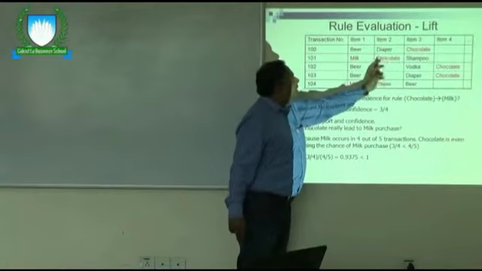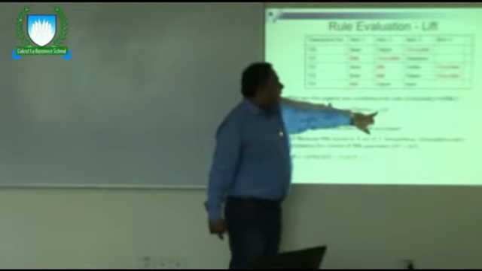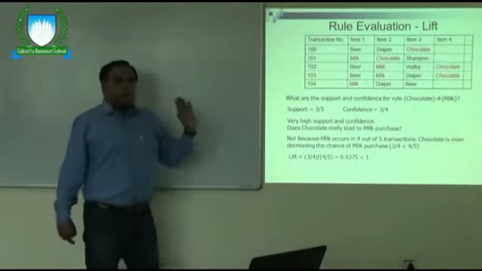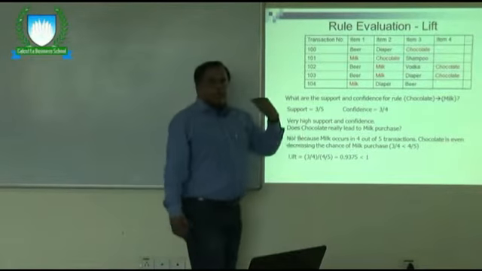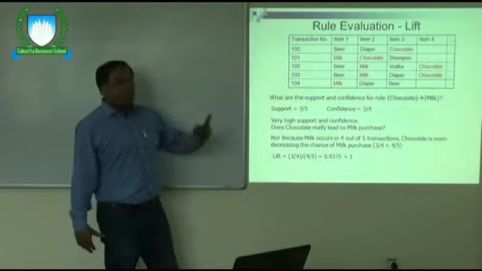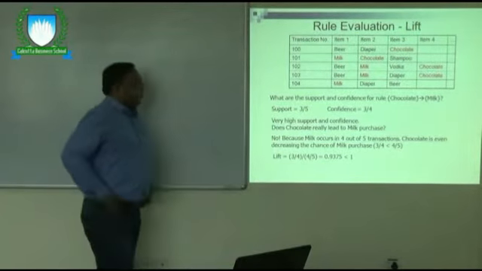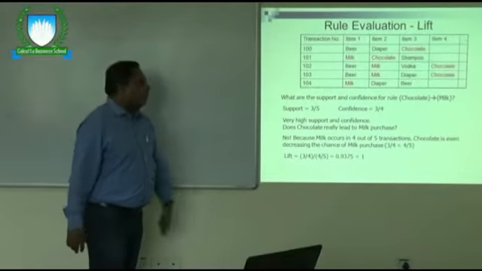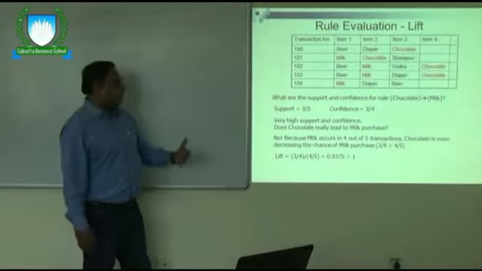Whereas confidence for chocolate arrow milk is 3 by 4, because you see that chocolate is occurring 4 times, and in 3 cases they are occurring together. So we have to go back to the definition of confidence: the number of times they are occurring together divided by the number of times the left hand side is occurring. So this is 3 by 4. Now there is very high support and confidence, no doubt about that: 3 by 5 and 3 by 4, that is 60% and 75%.